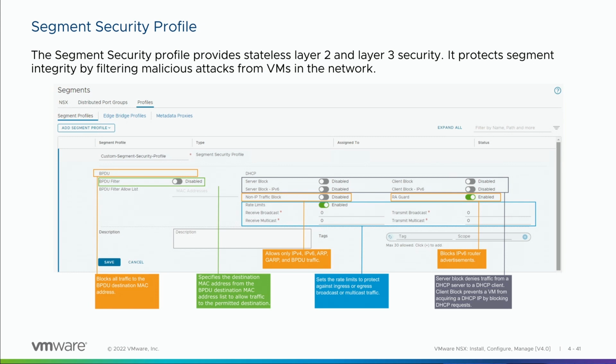Segment security. This is another segment profile that I can configure. And this one's really neat. This allows me to do things like enforce only IP traffic on a segment, or block DHCP clients and servers on a segment, or filter out bridge protocol data units, or set multicast or broadcast rate limits. There are a number of things that I can do with a segment security profile that just allow me to add a little bit of additional security to my segment if I need it.